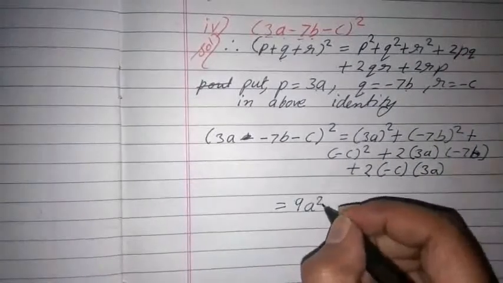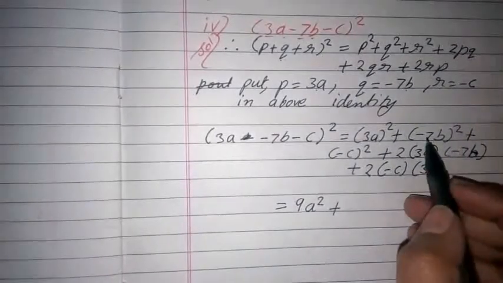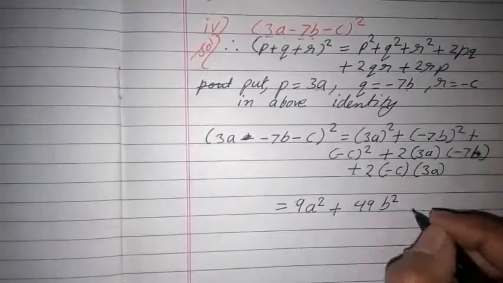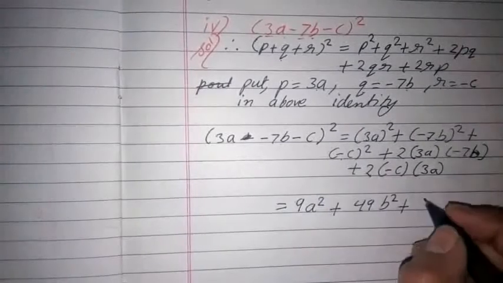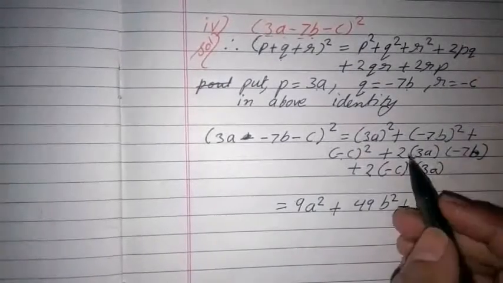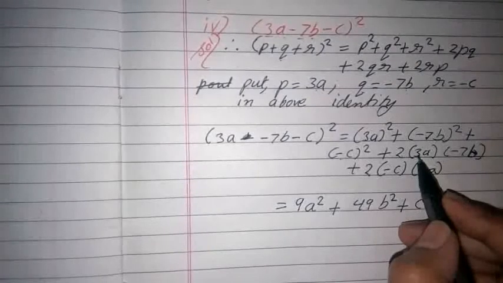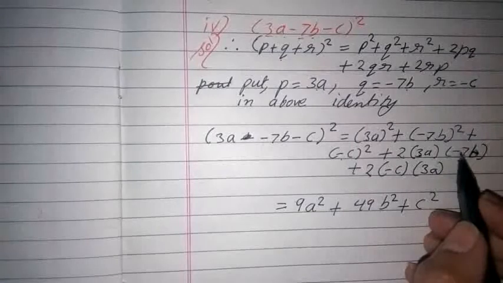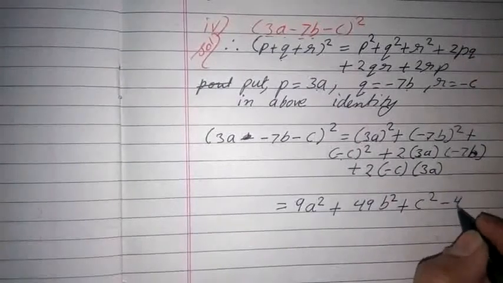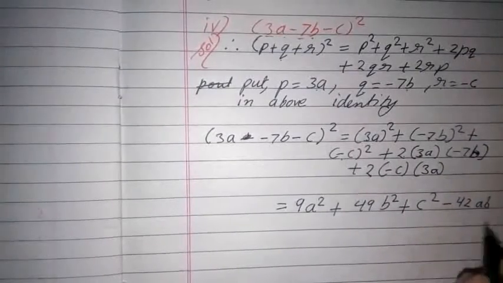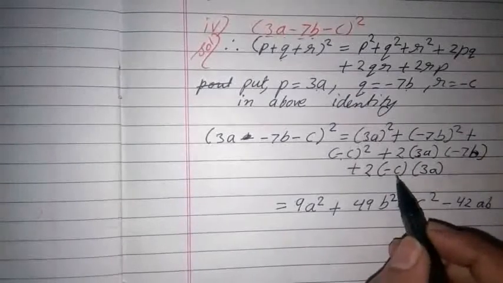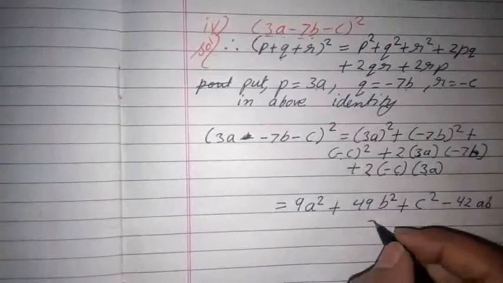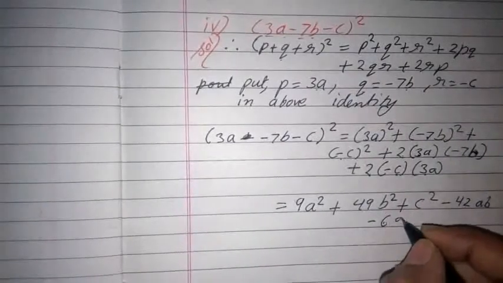Now open the brackets. Square of 3 is 9 and square of a is a square, plus square of minus 7 is 49 and square of b is b square, plus square of minus c is c square. 2 into 3 is 6, and 6 into minus 7 is minus 42, so minus 42ab. 2 into minus c is minus 2c, and minus 2c into 3a is minus 6a.